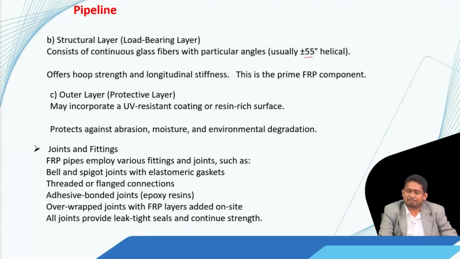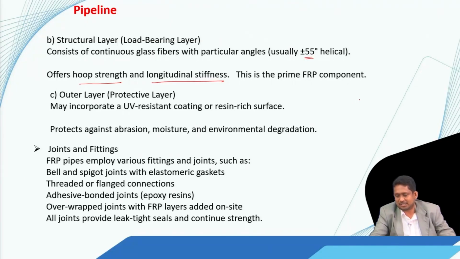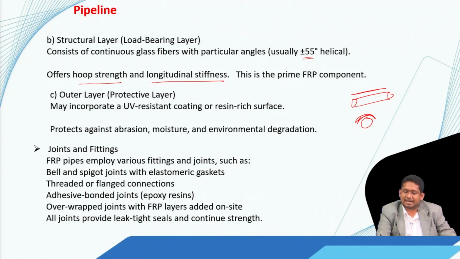Usually a plus minus 55 degree helical angle is given, to offer hoop strength and longitudinal stiffness. If we look at the cross section of a cylindrical section like that, we get stress around this, which is called hoop stress, and we get stress in this direction, called longitudinal stress. That is why the angle of this helix is very important, so that both requirements can be catered for. And there is an outer layer, which is a protective layer that is exposed to the environment.